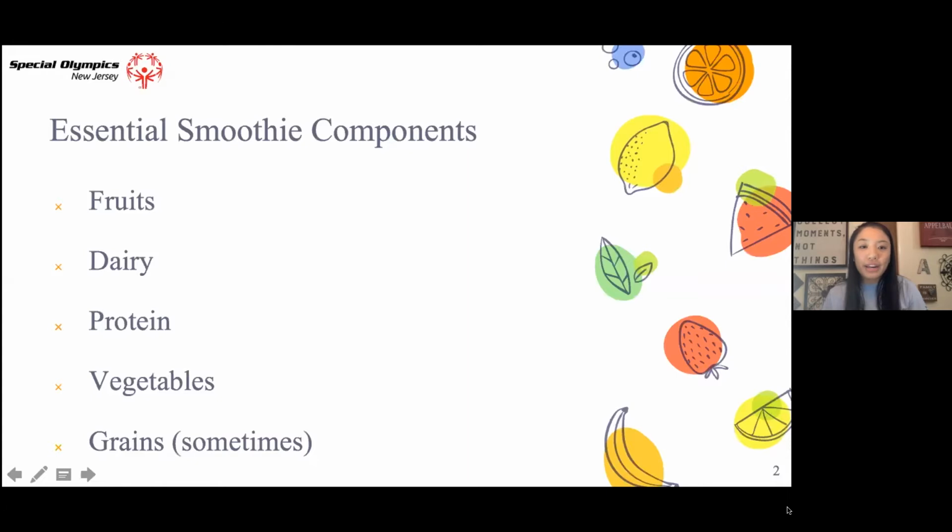Okay, so right here, I have listed some essential smoothie components that you will typically see when you are creating your own smoothie. These include some of the food groups that we were talking about last week, like fruits, dairy, protein, vegetables, and sometimes grains. I put sometimes because the grains don't typically go in the smoothies, but sometimes we'll put a little bit of granola on top if it's a little thicker, and maybe we eat it with a spoon instead, and it would be like a smoothie bowl. So that's always fun.